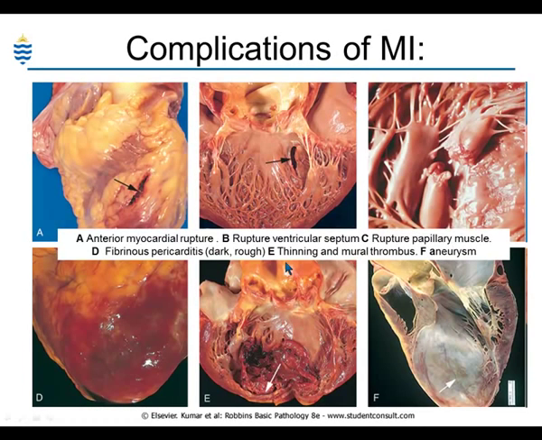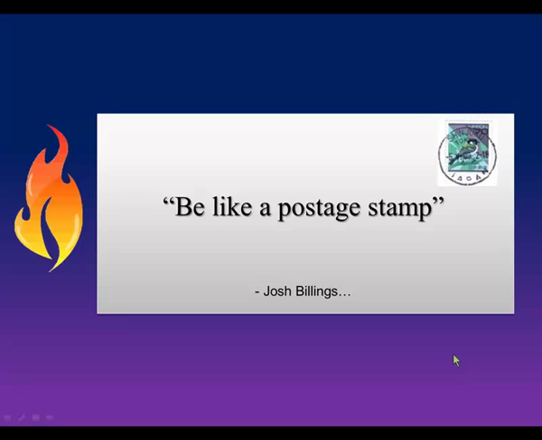Complications, acute in the first 10 days is rupture of the papillary muscle, surface pericarditis, intraventricular thrombus. Chronic is dilatation, ventricular aneurysm with again thrombus formation and stroke. That's it.